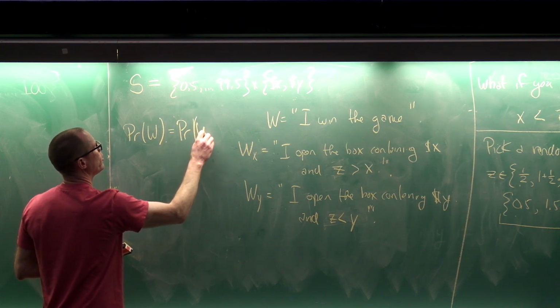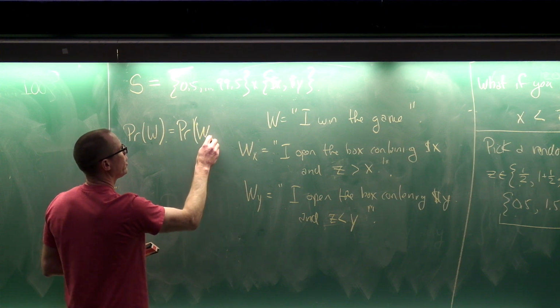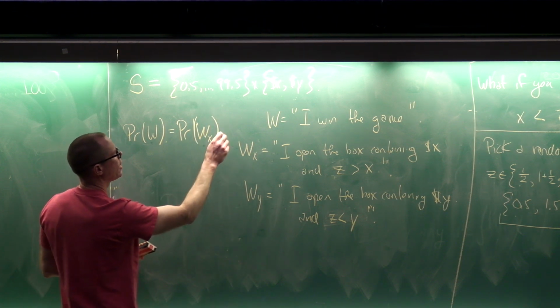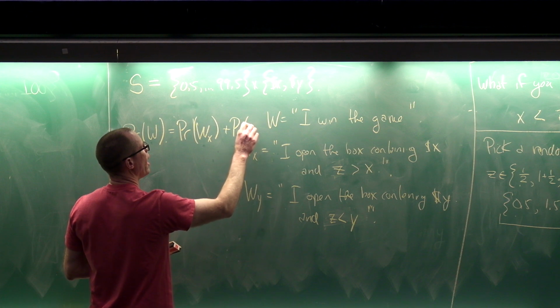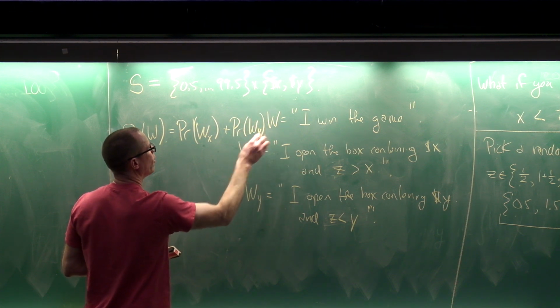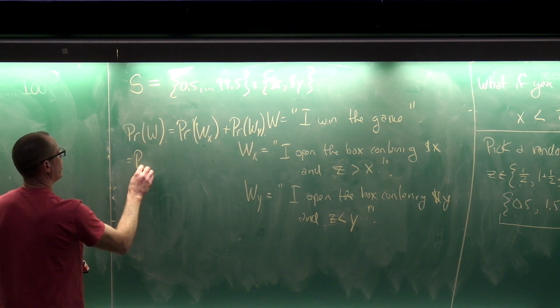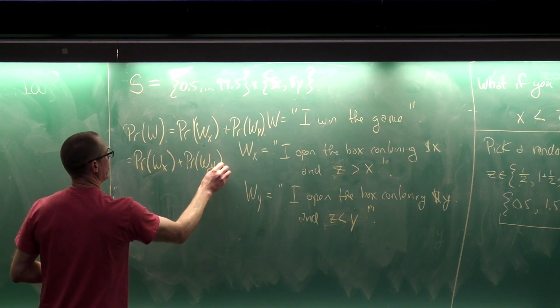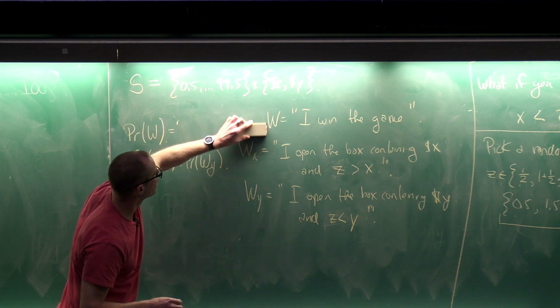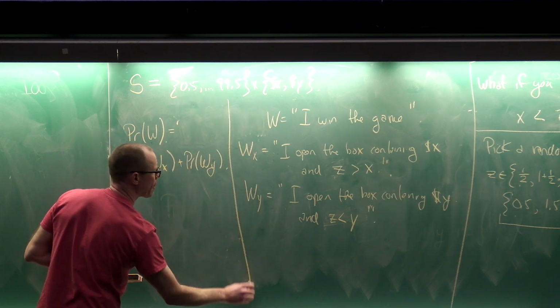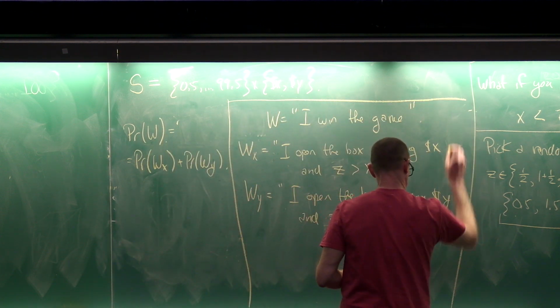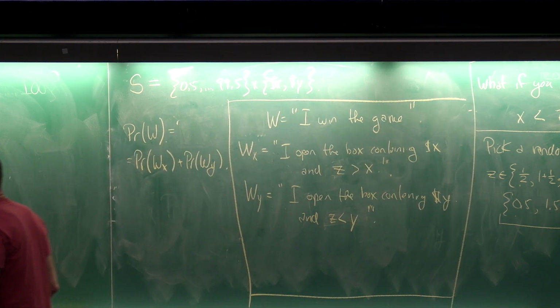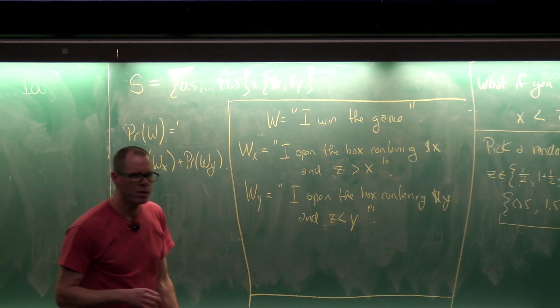So all we need to do to compute the probability of winning is to compute the probability of winning when picking the x box and add that to the probability of winning when picking the y box. Let me clean that up, so these don't bleed together. Okay, good. Let's calculate this one.